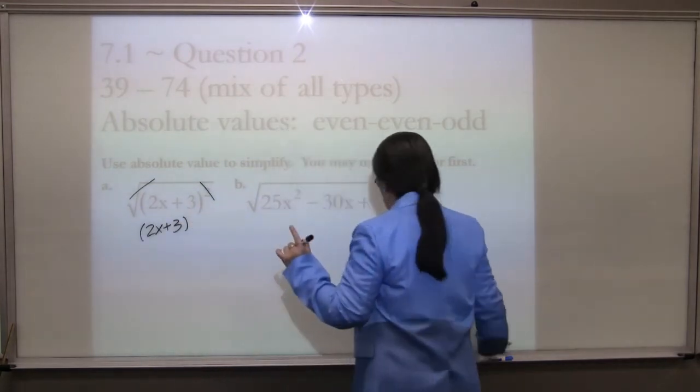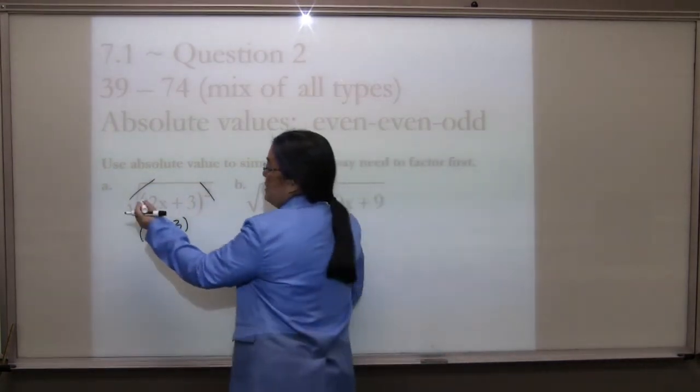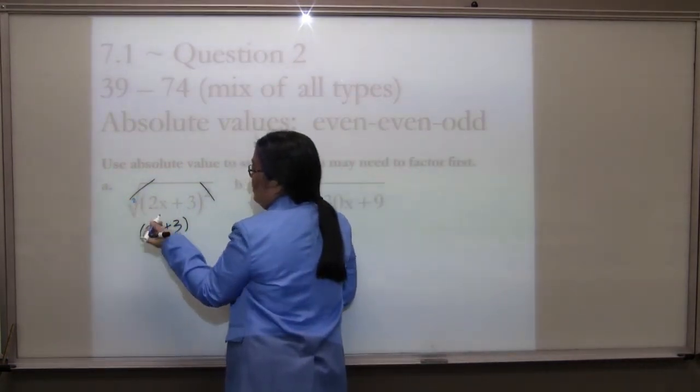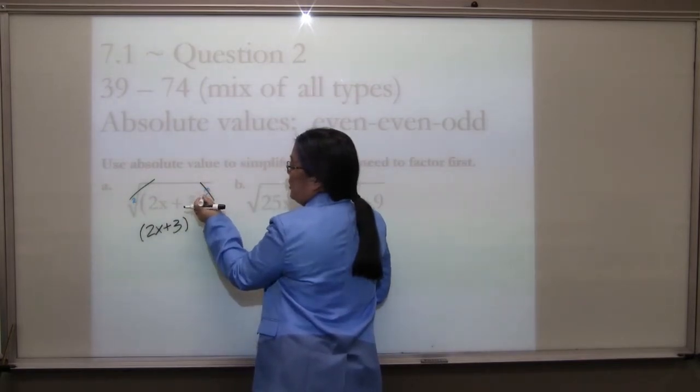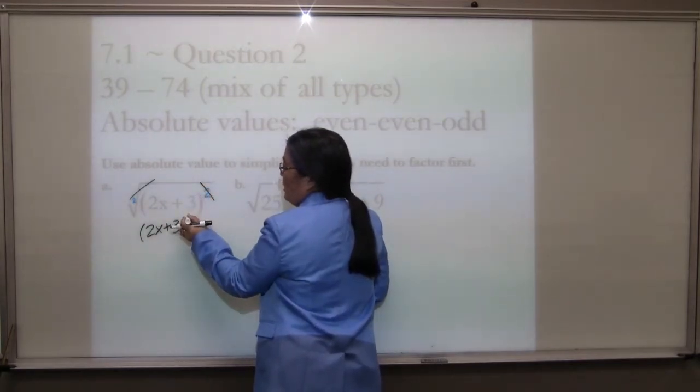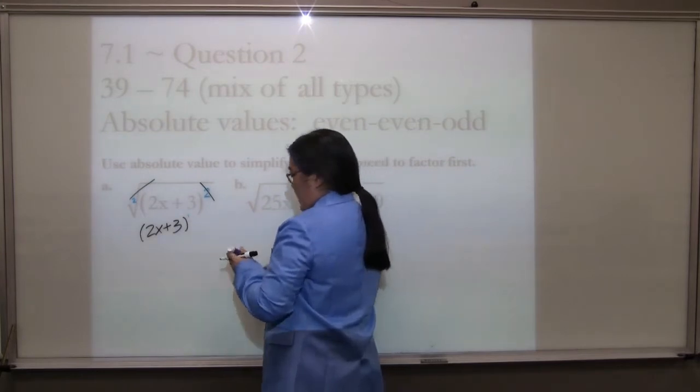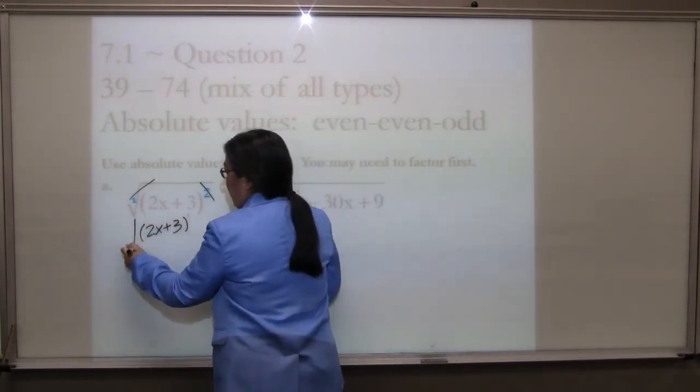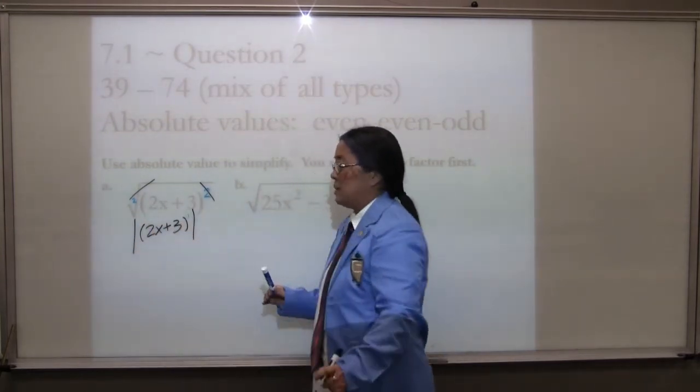But because of the rule of even, even, odd, there is an invisible index number here of 2. We have the exponent here, which is 2, and we have an invisible exponent here of 1. And what that means is we need to put absolute values on that answer.